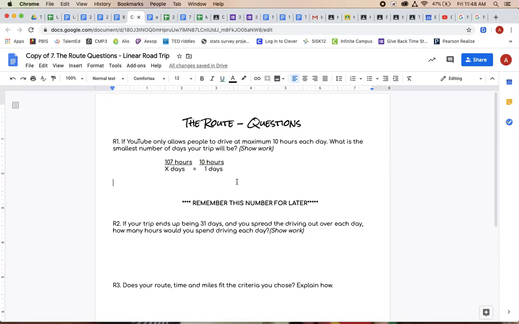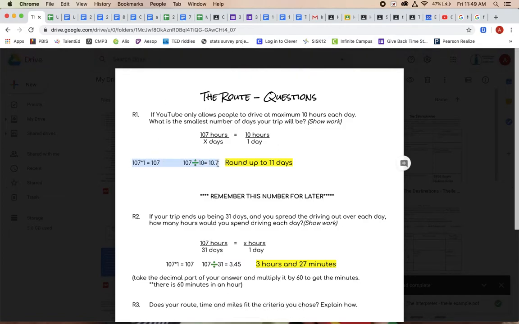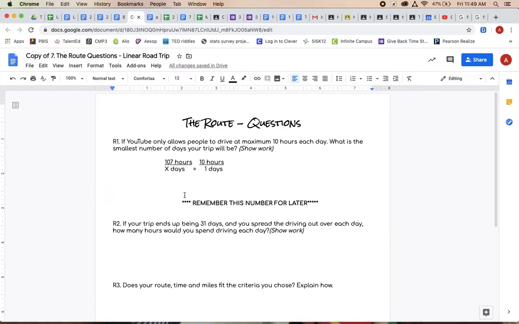If I do that math, it turns out that my trip is 10.7, right? So here's all the math right here. Okay, so 10.7. But if I'm into the 10 days and then 0.7 into the next day, I'm in the 11th day. So that is really 11 days. Cool, so that's how you do the first one.